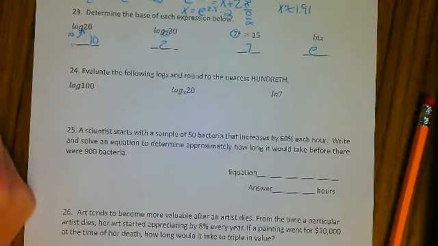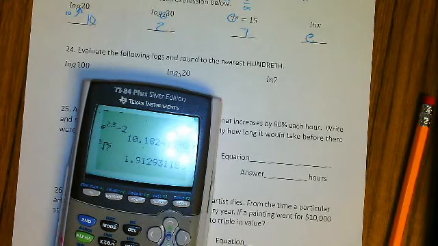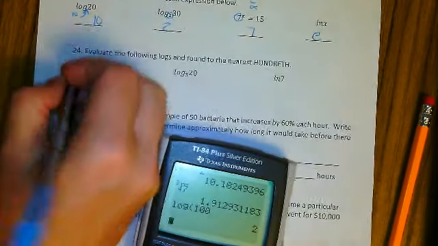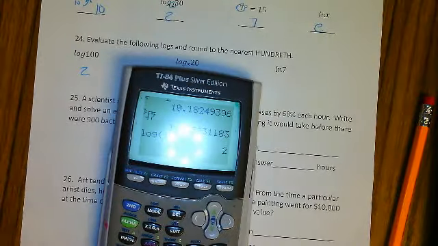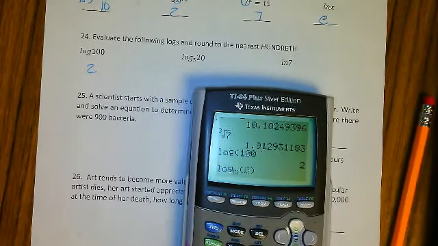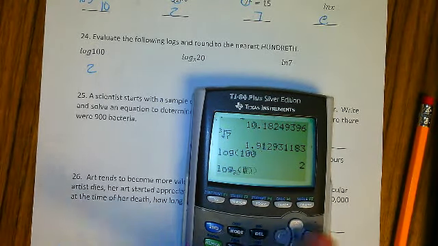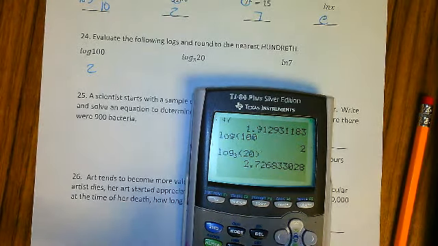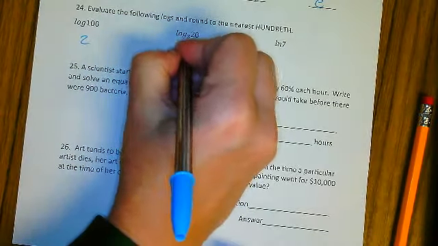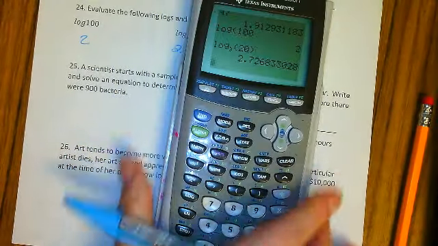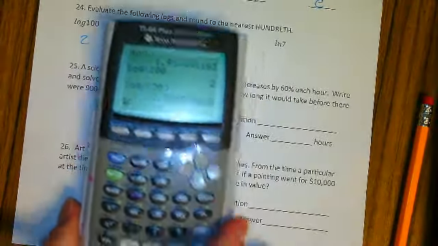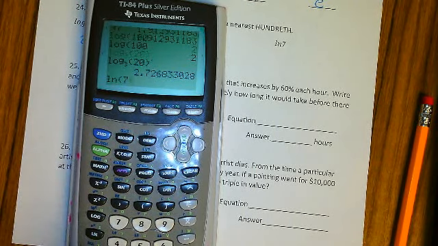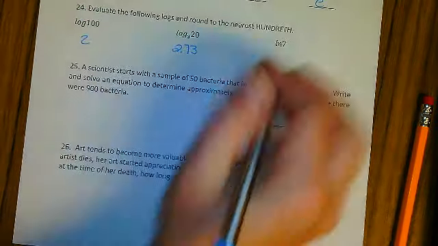Alright, on the next one, you're just evaluating, so you're really just looking to put it in the calculator. So I'm going to do log of 100. That's a perfect little number. It would be 2. On this one here, I'm going to do log base 3 of 20, and that's going to give me 2.73. And then this one, I'm just doing ln 7, so natural log of 7, and it's 1.95.